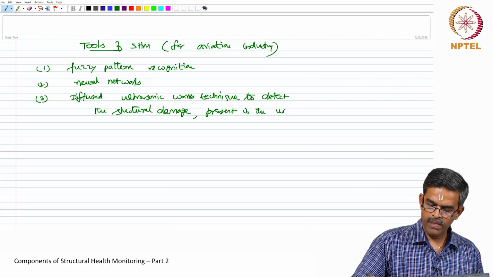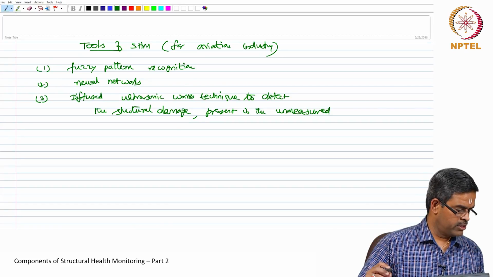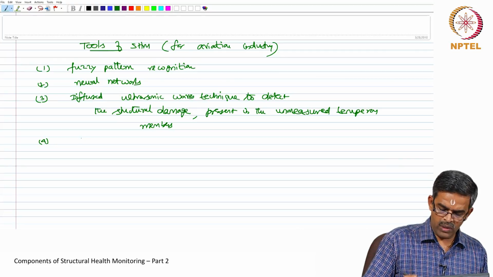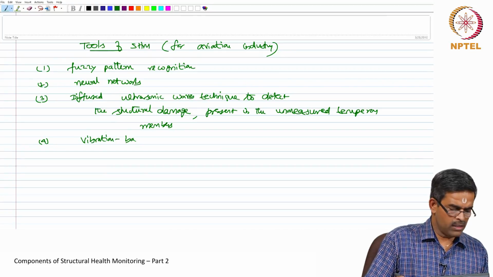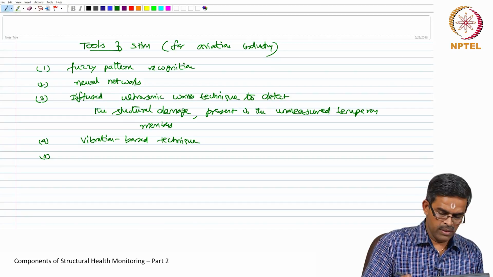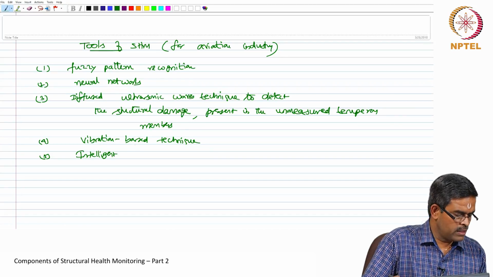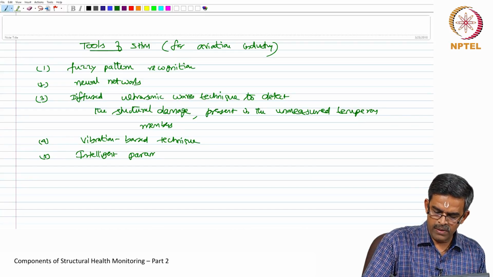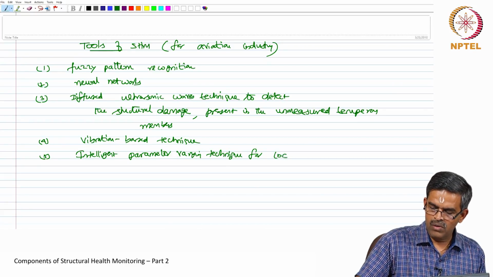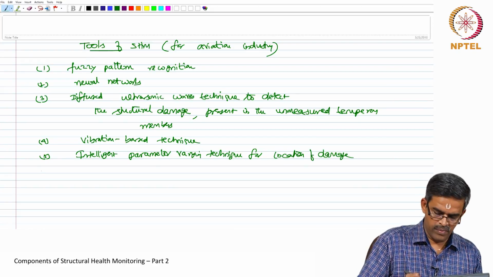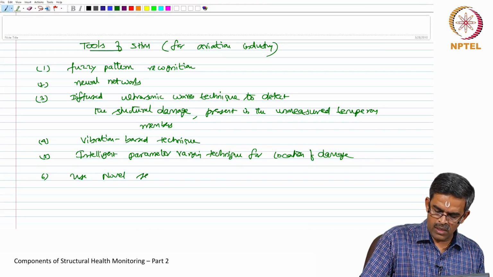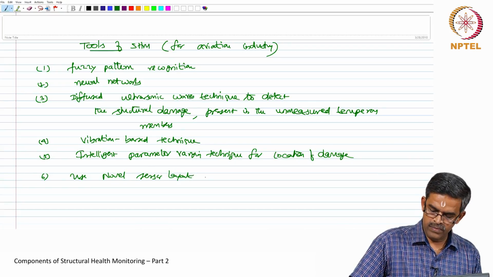present in the unmeasured temporary members. One can also use vibration based technique for SHM of aviation. One can use intelligent parametry varying technique for location of damage. One can use a novel sensor layout in SHM.